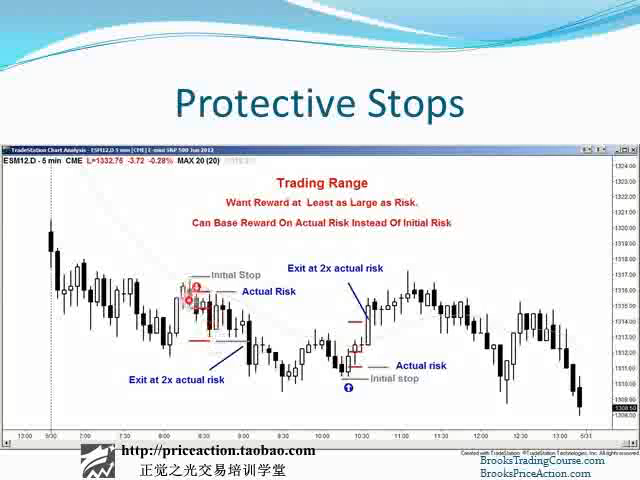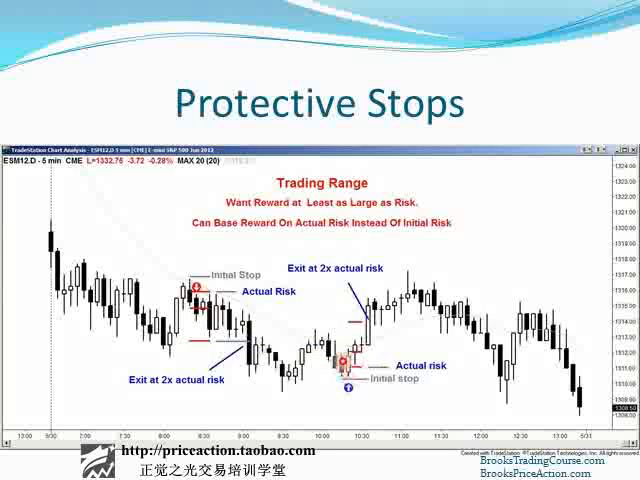So if you shorted below this bear bar, your initial stop is above its high. Once you had this strong bear bar, you could assume you could tighten your stop to above its high, and your actual risk is one tick above its high. Your entry price is right here, so two times actual risk is here. So traders could exit here, two times actual risk. And the same with the bottom over here.